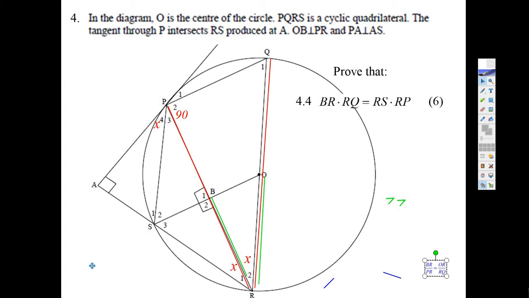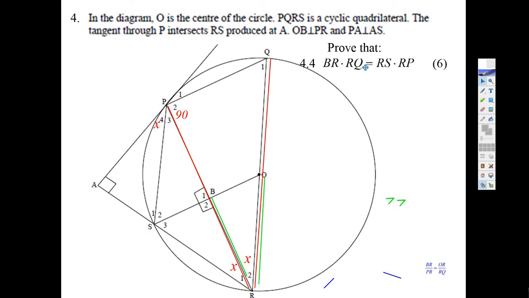Okay, this is the last question, 4.4. We're going to prove that BR times RQ is equal to RS times RP.